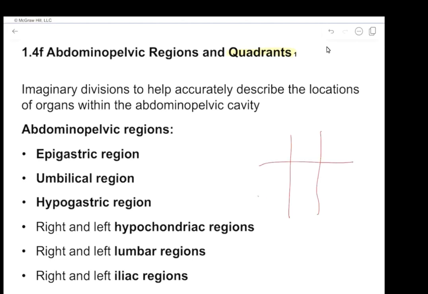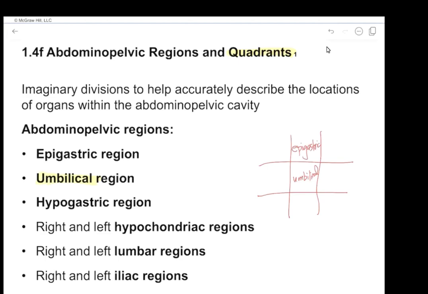So if you can start with a blank sheet of paper like this, you put the X right in the middle first, and that would be the umbilical region, which is where the navel would be. There is where we find the majority of the small intestine. Then we can use some directional terms to relate the other abdominal pelvic regions to each other. Directly superior to the umbilical region is the epigastric region.